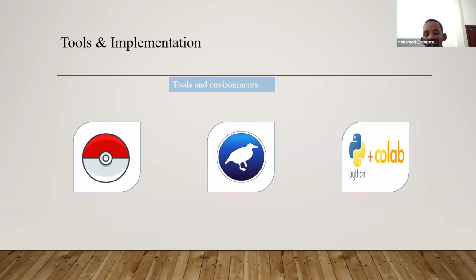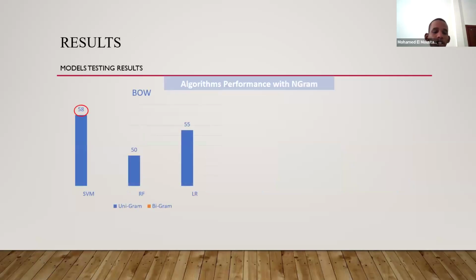On one hand, we use Weka to apply these machine learning algorithms. On the other hand, we use the scikit-learn library in Python to build a script, and we use Colab for testing our scripts. These are the three main tools used during our work. Next, these are our findings, captured from what we did.